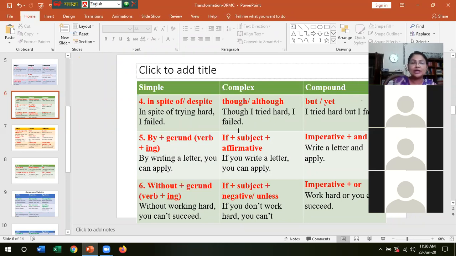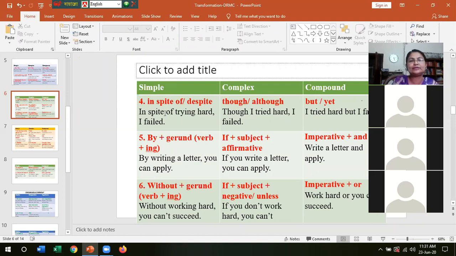So, in spite of trying hard, I failed. If there is 'in spite of', then always the verb plus ing format will have to be used. In spite of trying hard, I failed. And to make it complex, we must use though or although. You can choose any one. Though I tried hard, I failed. Or although I tried hard, I failed.